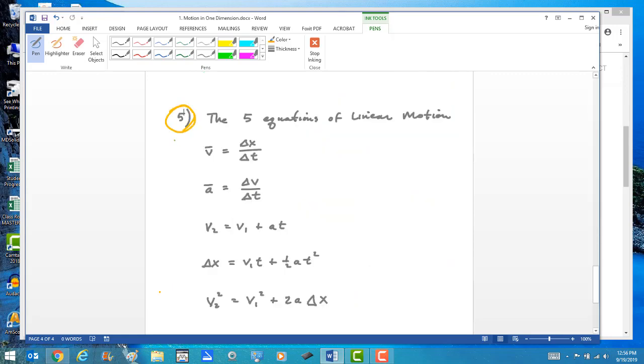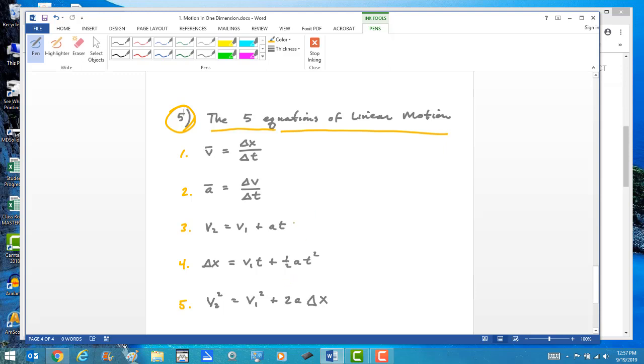Okay, so where this is all leading is what we call the 5 equations of linear motion, the most important thing in the chapter. So we've already talked about equation 1, which is velocity, and equation 2, which is acceleration. And equations 3, 4, and 5 are derived in your book. There's nothing new. There's no new information or mystery about equations 3, 4, and 5. They're just simply derived from equations 1 and 2. All they are is just rearranging and combining equations 1 and 2 in different ways.